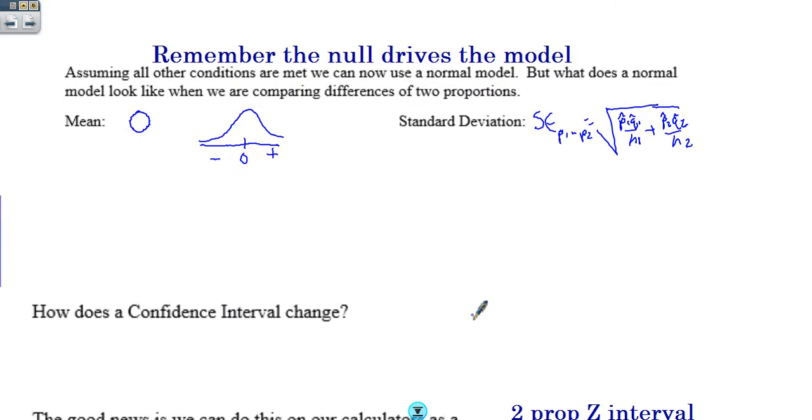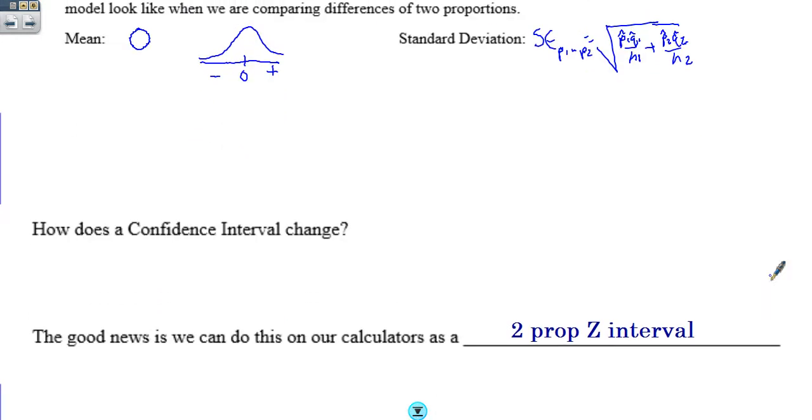So now how does a confidence interval change? I've mentioned that we're going to look at confidence intervals for these two groups. The formula for that used to be p hat plus or minus z crit times standard error. It still looks like that, but now our p hat is going to be p hat 1 minus p hat 2, and then plus or minus the z critical value, which stays the same, times our standard error. Again, standard error is this here. So the formula is going to look a little bit different because we're doing two groups.